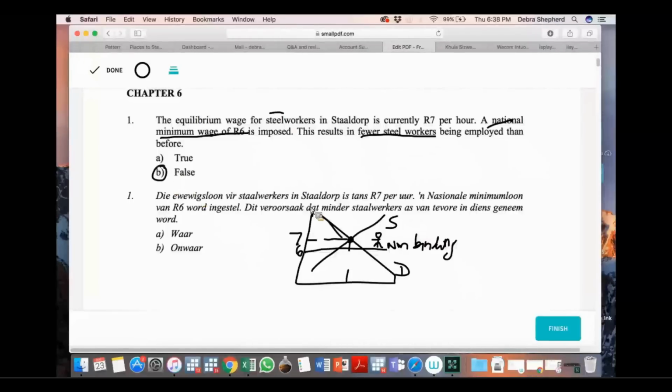So the second part of the statement, which says this results in fewer steel workers being employed than before, makes it false. At a minimum wage of 6 Rand, we actually see that at that very low wage, many people would be taken into employment. However, not many people would want to supply their employment at that wage. So this would be the quantity supplied, and the quantity demanded would be up here. But because this is non-binding, the market wouldn't end up being stuck in this situation of QD being greater than QS. It would return to normal.